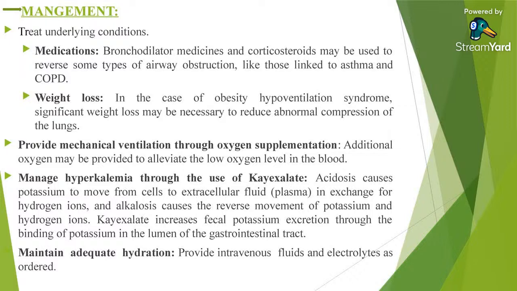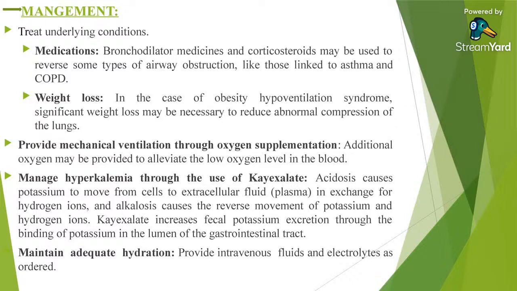Management for respiratory acidosis: first, we will treat it with medications. Bronchodilators and corticosteroids may be used to reverse some types of airway obstruction, like those linked to asthma and COPD. Weight loss. In the case of obesity hypoventilation syndrome, significant weight loss may be necessary to reduce abnormal compression of the lungs. Provide mechanical ventilation through oxygen supplementation. Additional oxygen may be provided to elevate the low oxygen level in the body.